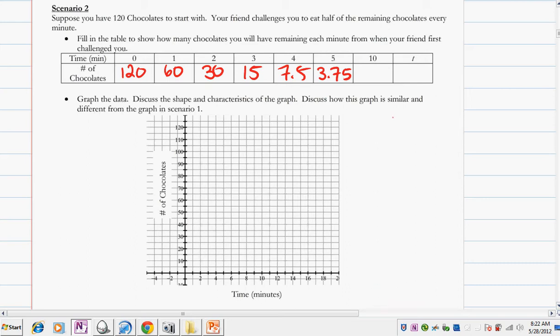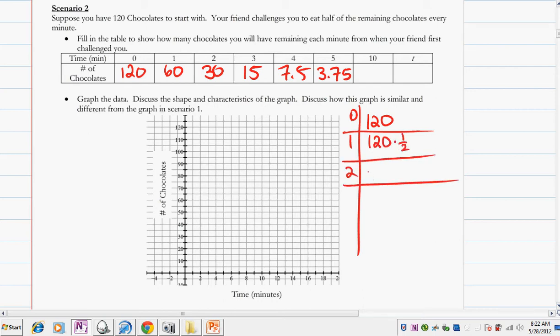So I started with 120 in minute 1, or minute 0, I started with. After 1 minute I ate half. So that's like saying I multiplied what I had by a half. And then I took what I had, which was a half of what I started with, and multiplied that by half. And then I took that and I multiplied that by a half. So you can see each minute I'm multiplying it by a half.